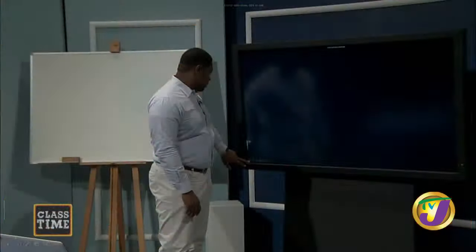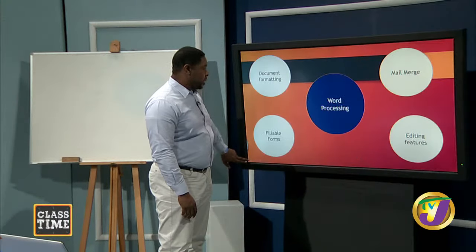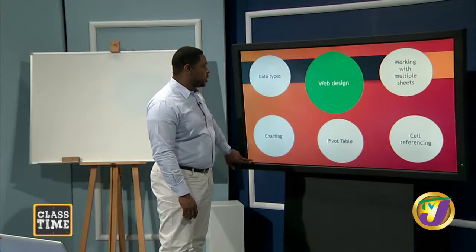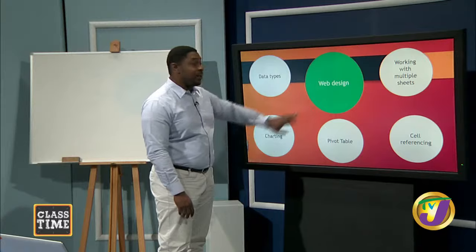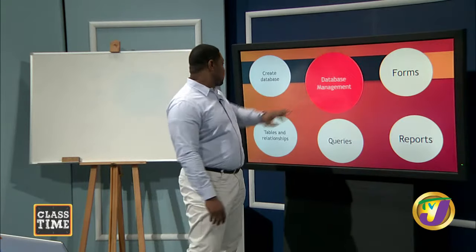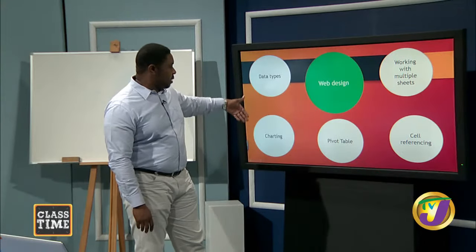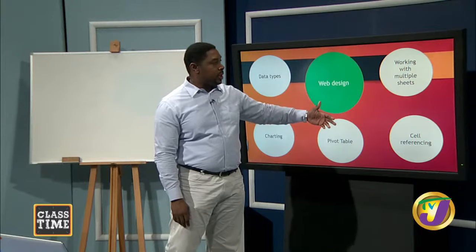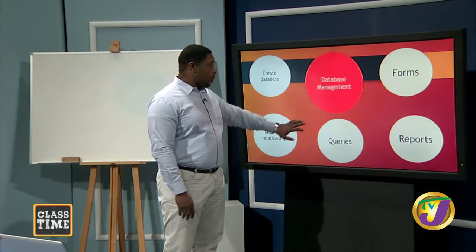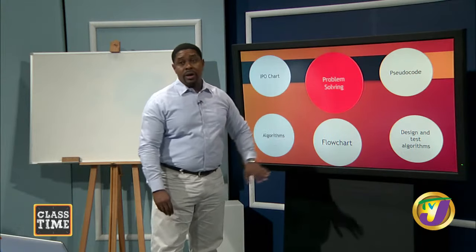All right. Just one other one, and I think I possibly didn't change this properly. It's supposed to be spreadsheets, not web design. So my bad there. But they're supposed to be spreadsheets. And so we have data types, charting, pivot tables, cell referencing, and working with multiple sheets under spreadsheets. All right. So this is basically what your syllabus will look like for the year.